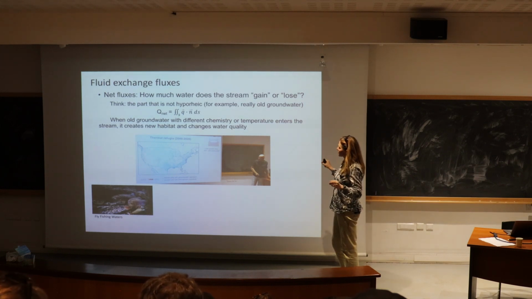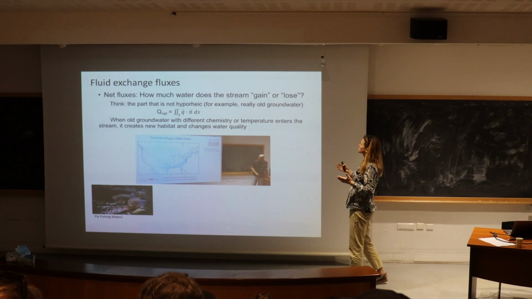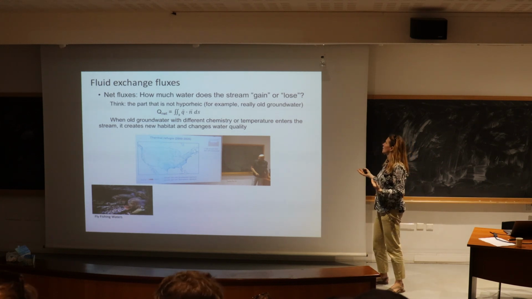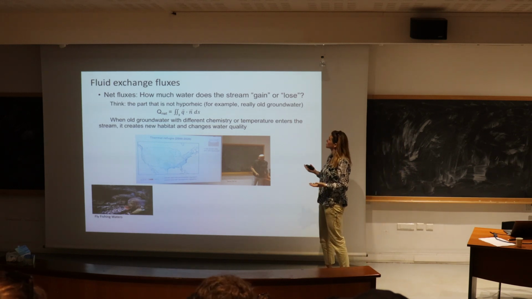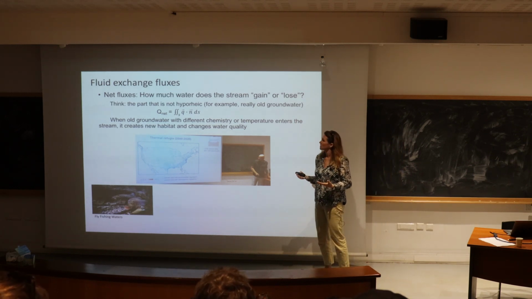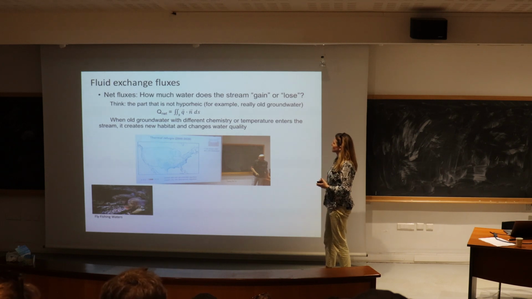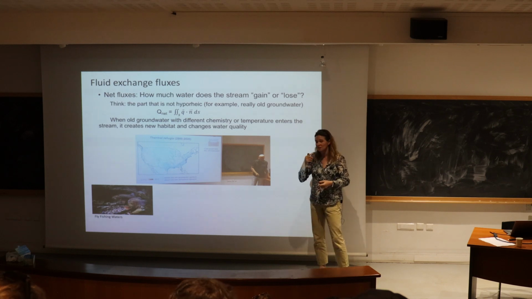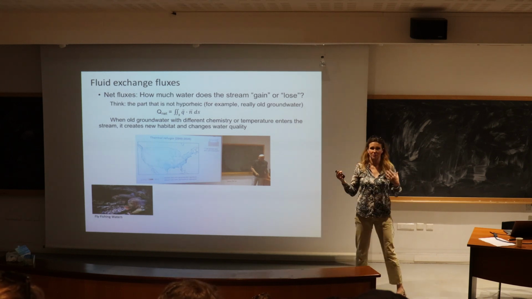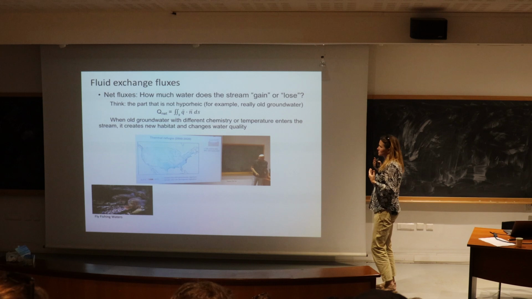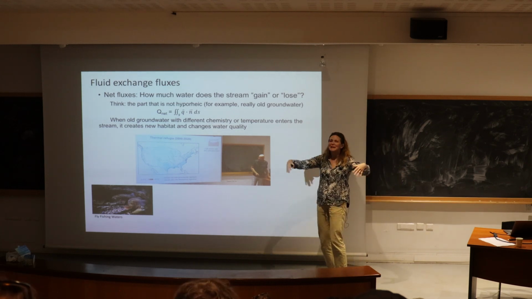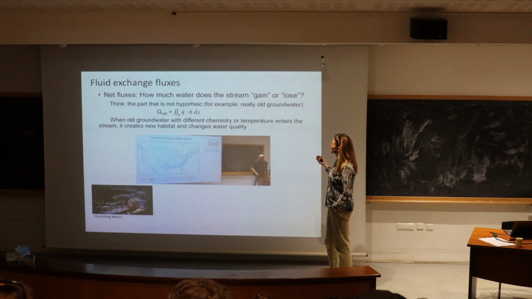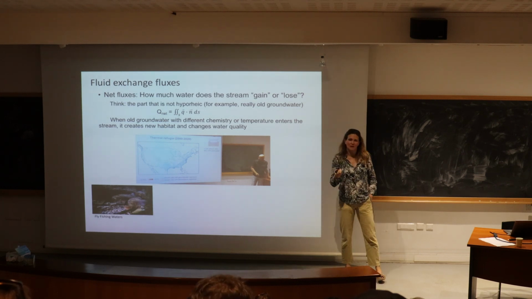So let's step through and think about some of the things that we would want to know to understand this problem. First of all, we want to understand the fluid fluxes, so how much groundwater with a different chemistry the stream is gaining or losing. That part is not hyporheic. The reason we want to know that is because when we have groundwater with a very different chemistry, because it's older, it's experienced different interactions as it's come from the land with all of the human influence, we want to know how that groundwater with different temperature and chemistry is going to impact the stream.